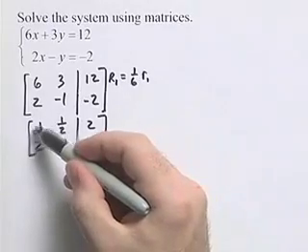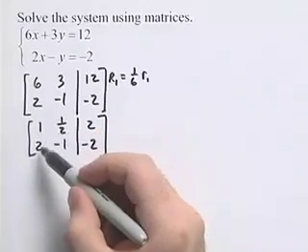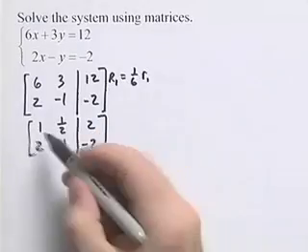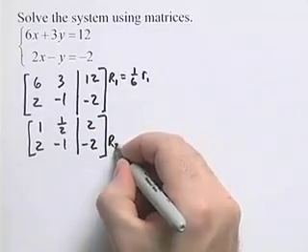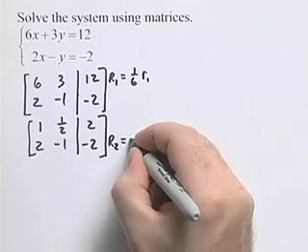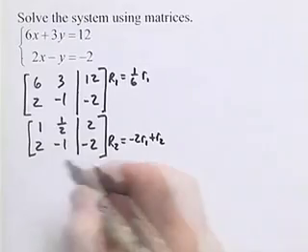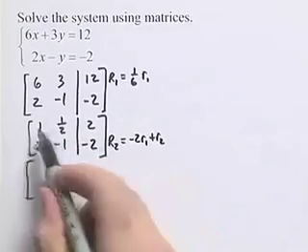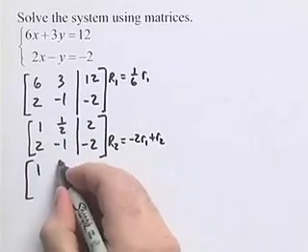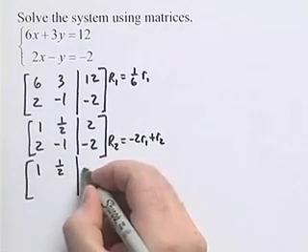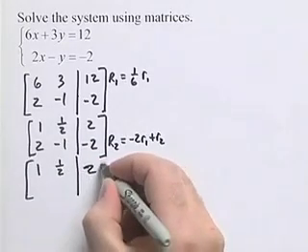Now that I have a 1 in the 1, 1 entry here on the diagonal, I'd like to get a 0 underneath it. To do that, I'll let my new row 2 equal negative 2 times row 1 plus row 2. I'm not changing my first row, so I get 1, 1/2, and positive 2.